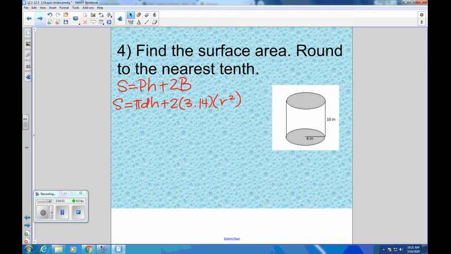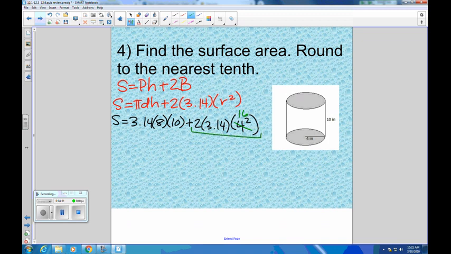And now I just plug in what I know. Pi is 3.14. Diameter, if the radius is 4, that means my diameter is 8. My height is 10. Plus 2 times 3.14 times, and my radius is 4, so 4 squared. I know it looks like a lot, but it's nothing you can't handle. 4 squared, start with my exponent, is 16. Now I'm going to multiply these sections and then add them together.